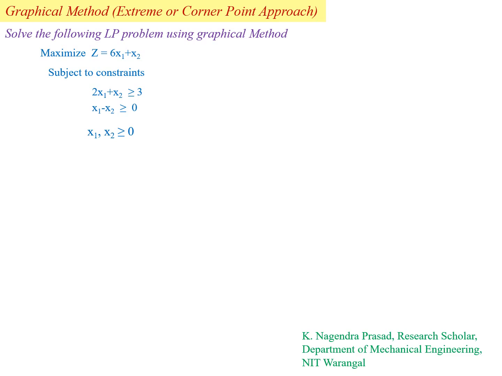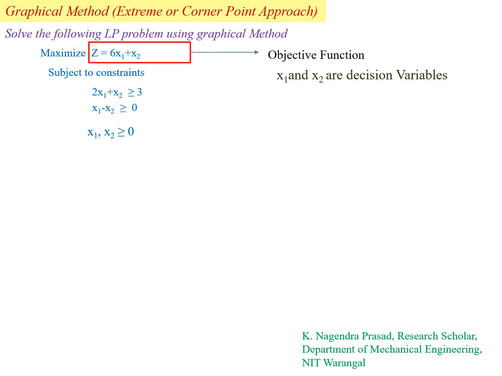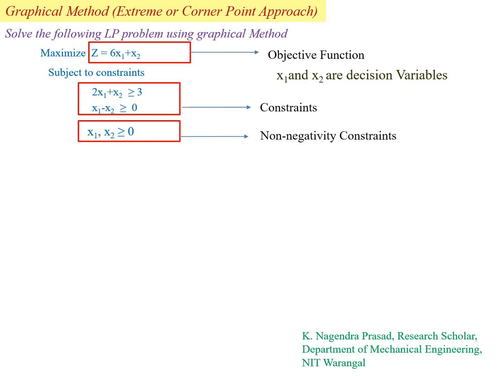Here the objective function is maximize z equal to 6x1 plus x2, and x1, x2 are the decision variables. The constraints are 2x1 plus x2 greater than or equal to 3, x1 minus x2 greater than or equal to 0, and x1, x2 greater than or equal to 0 are the non-negativity constraints. This problem was given in September 2021 for 3rd BTech first sem in JNTU Hyderabad.